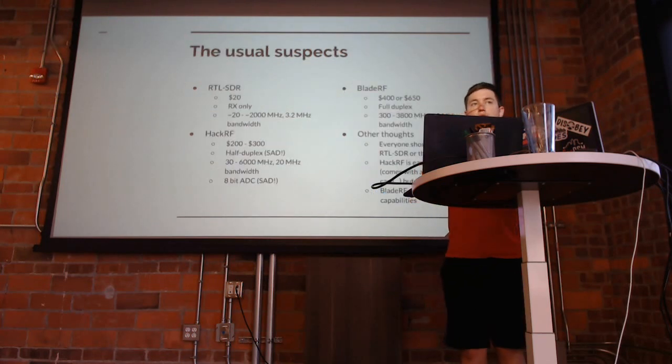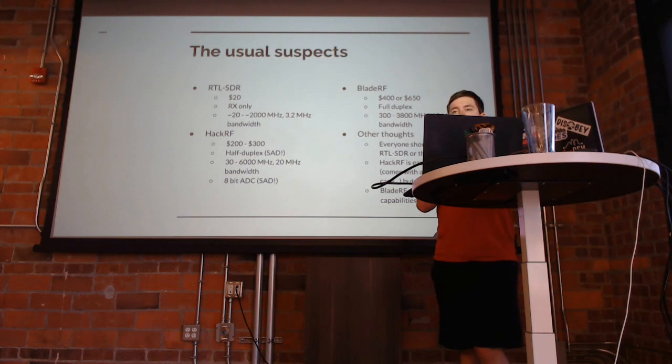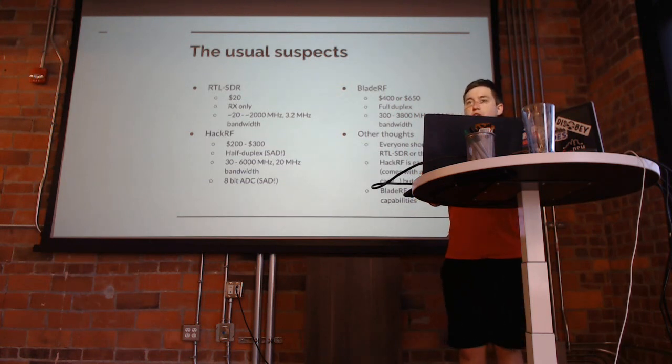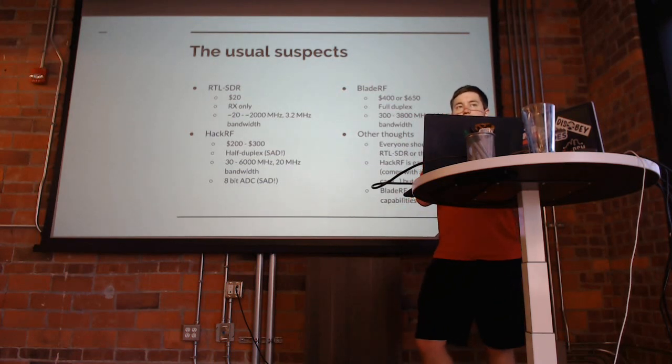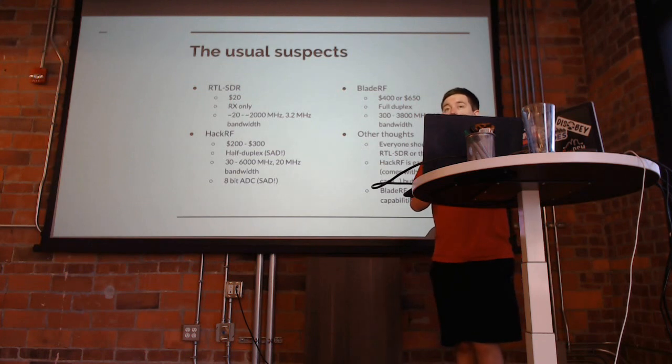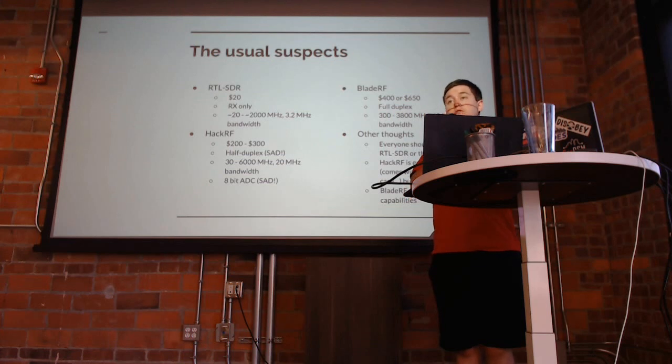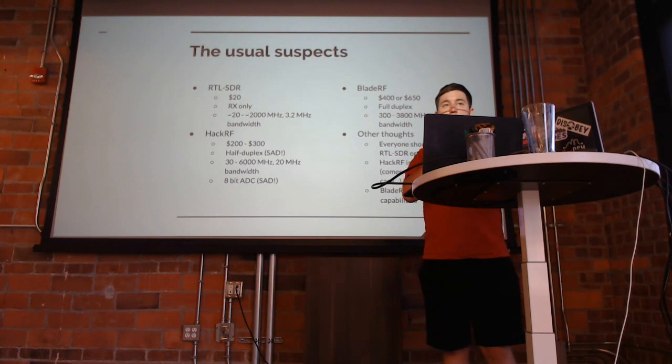So just looking at some hardware here, the RTL-SDR, everyone's gateway to SDR. I started off with one, tons of people have them. They're about 20 bucks, receive only, 20 to 2000 megahertz, 3.2 megahertz bandwidth. So you can essentially get your 3 megahertz slice anywhere in the spectrum from 20 megahertz to 2 gigahertz. That includes the broadcast FM band, which is around 80 to 105 megahertz. And with 3.2 megahertz, you can listen to like 8 radio stations at the same time with one of these, if you are so inclined.